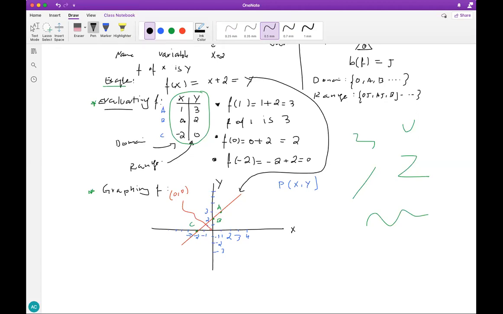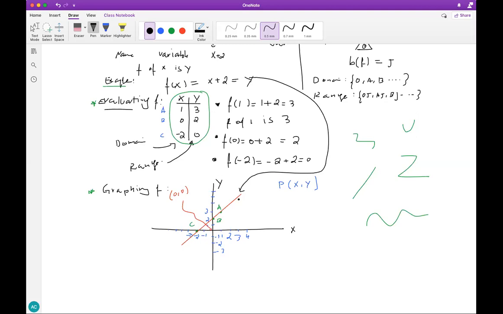We got it through the table, so we made up some values of the x, some inputs, plugged them, we got some outputs. Each one of these rows makes an ordered pair, x coordinate, y coordinate. You plot those on the graph and you get the graph of the function. This is for this specific one. Other functions might look different depending on the expression here, depending on the variable.